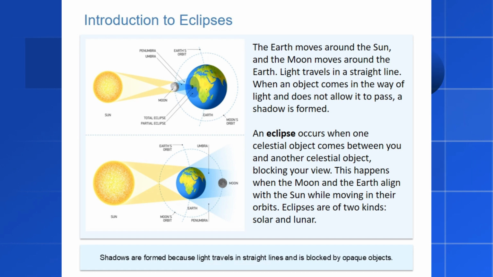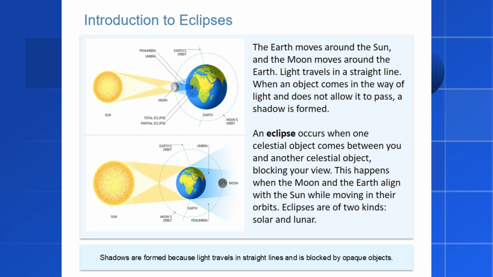As we know, the Earth continuously moves around the Sun, and simultaneously, the Moon orbits around our Earth. A fundamental principle of light is that it travels in a straight line. When any object obstructs this path of light, preventing it from passing through, a shadow is inevitably formed. An eclipse is a spectacular celestial event that occurs when one heavenly body positions itself directly between you and another celestial object, thereby obstructing your view of the latter.